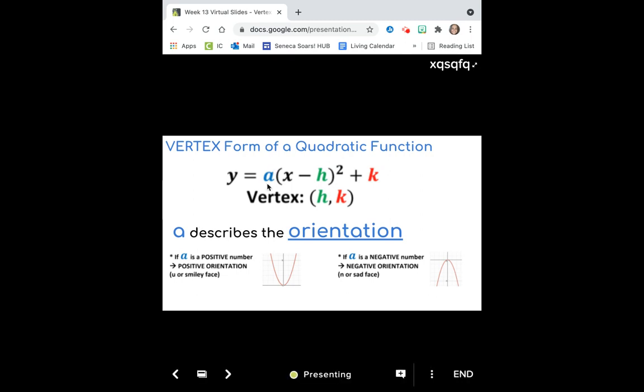So the a value, the number at the very beginning of the equation, is going to tell us the orientation. If this is a positive number, it can be positive 1, positive 7, positive 2.5, doesn't matter what it is. If it's a positive number, then the graph is going to have a positive orientation or be facing upwards. But if that a value at the beginning of the equation is negative, then it's going to have a negative orientation, which means it's going to be facing downwards.